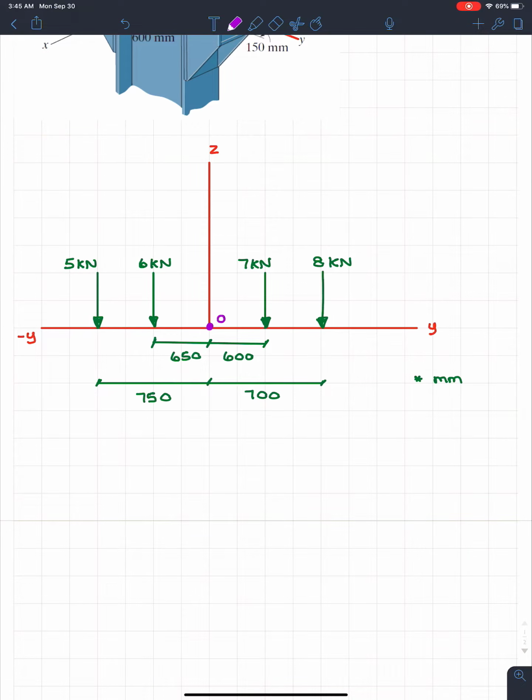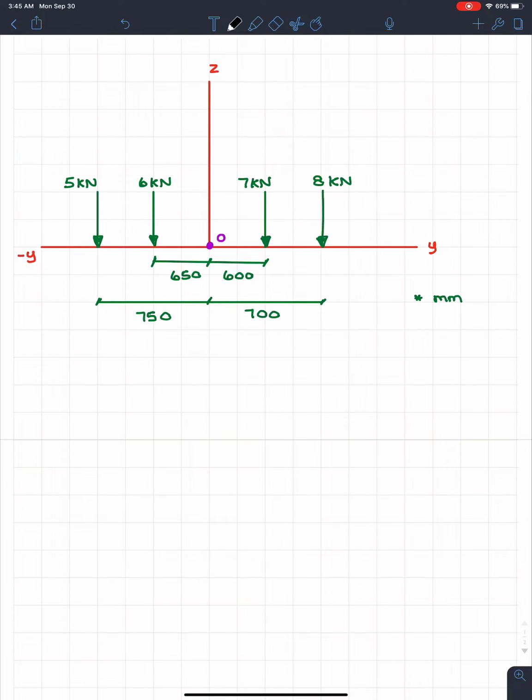So just for fun real quick, because that's what engineering really is, it's just a bunch of fun, let's just take the sum of the moments about point O and just see what we get. So starting on the very, very left side, we're going to, of course, have 5 kilonewtons times 0.75. I'm just converting things to meters. And then, of course, that would cause a counterclockwise rotation, so it'd be positive. So we're going to go plus the 6 kilonewtons times 0.65.